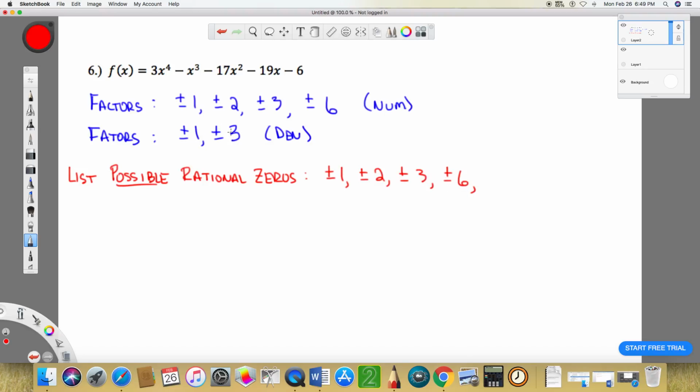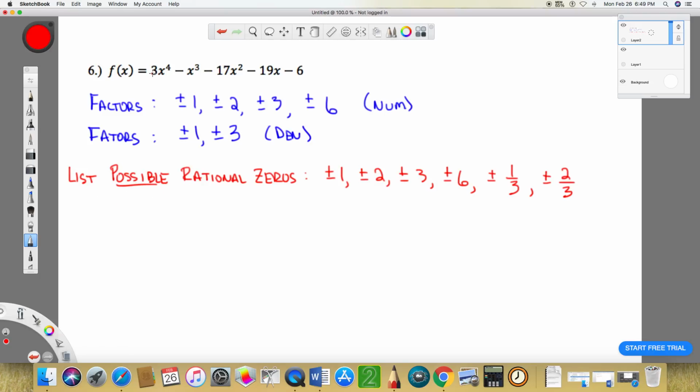And now if we divide each number by 3, the 3 divided by 3 is 1, and we've already got that. And 6 divided by 3 is 2, and we've already got that. So here's the list that we need to check.